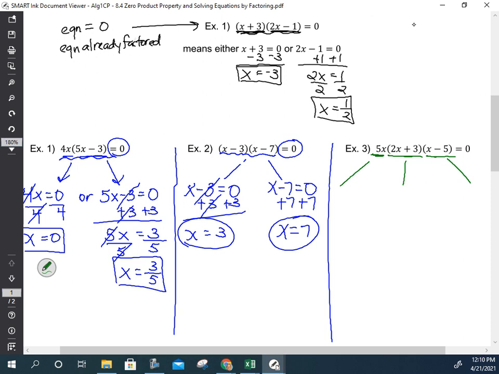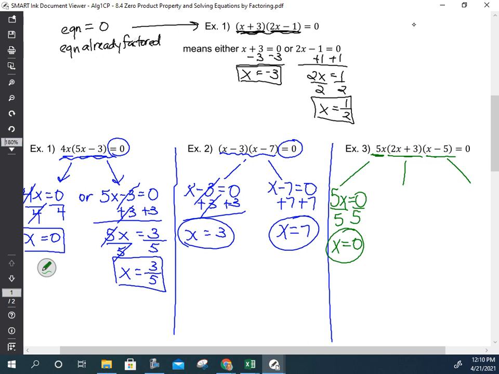So let's pick up from where we left off. What's one of the 3 equations? 5x equals 0. So x is equal to what? 0. Divide both sides by 5. Here's one answer.